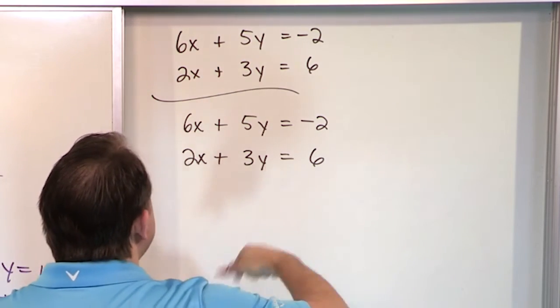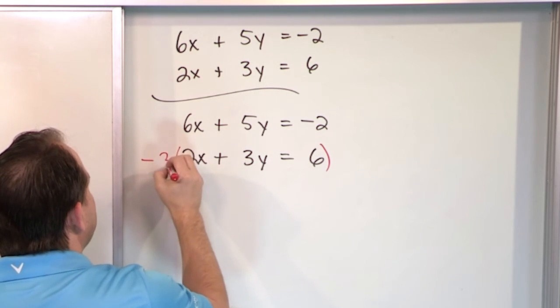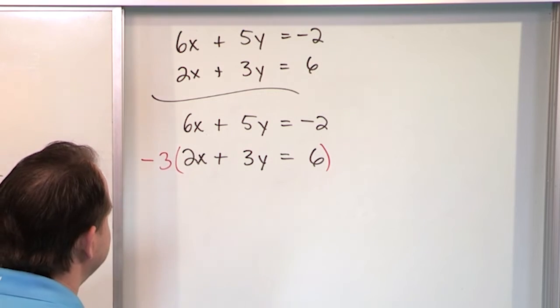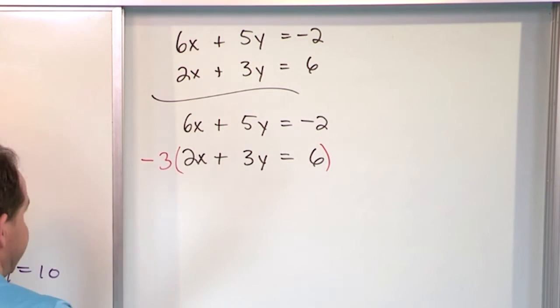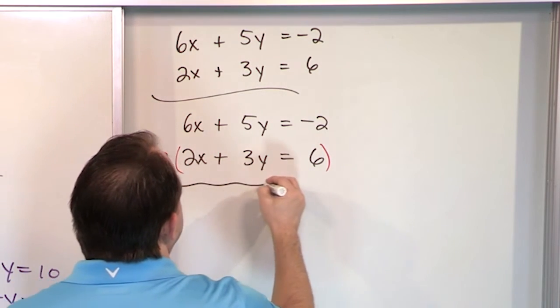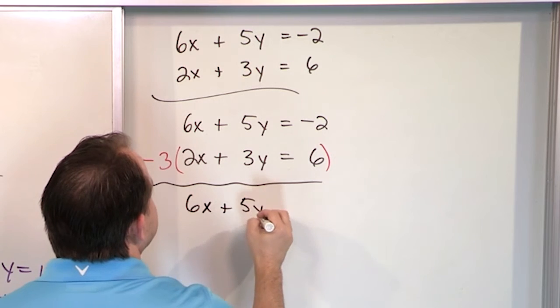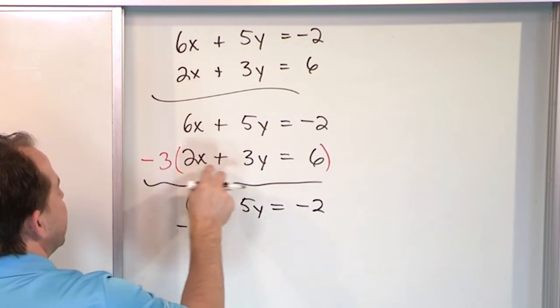But I do know that if I just multiply the bottom equation by -3, that will give me -6x, which will cancel with that one. Again, I chose this system so I only have to mess around with one equation. So draw a little squiggly line under it. Then I rewrite the whole system again. 6x, 5y, -2. Here, -6x. Here, -9y.